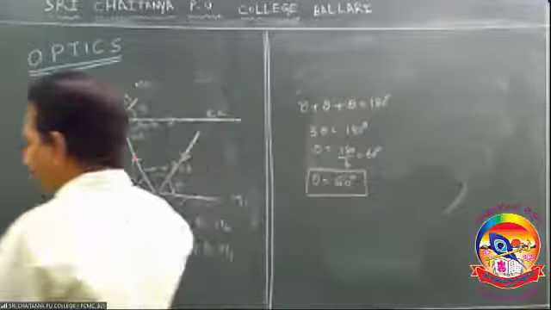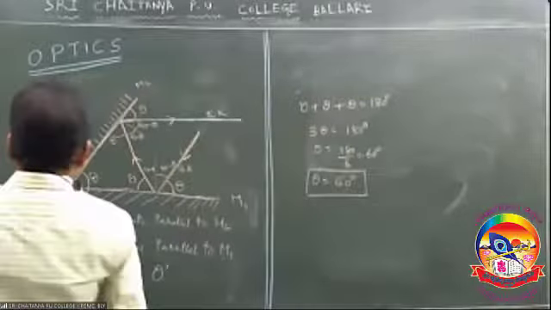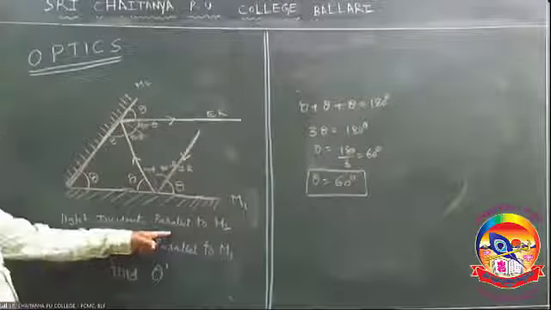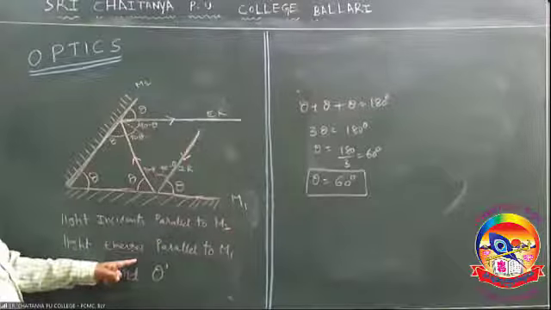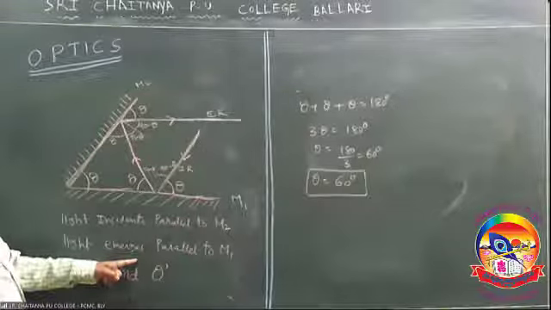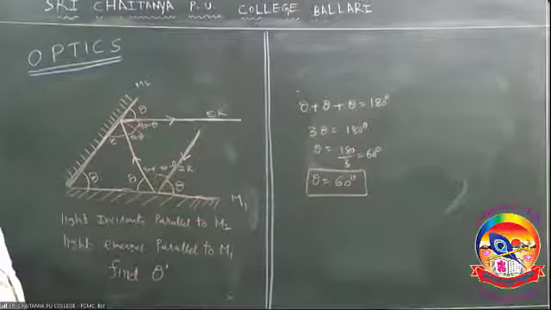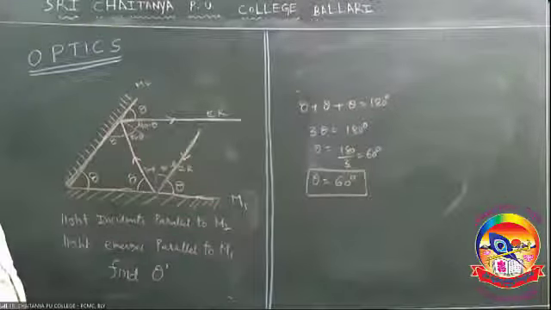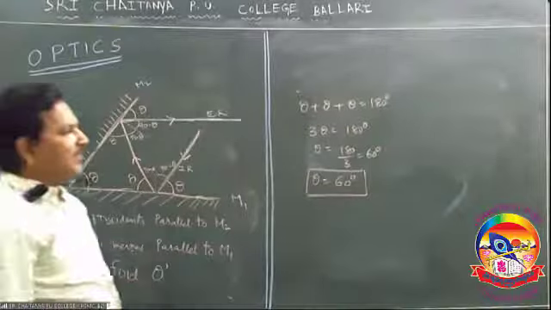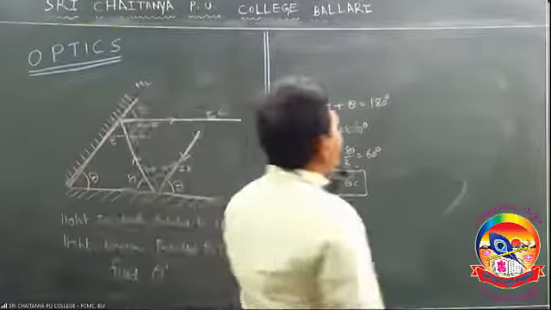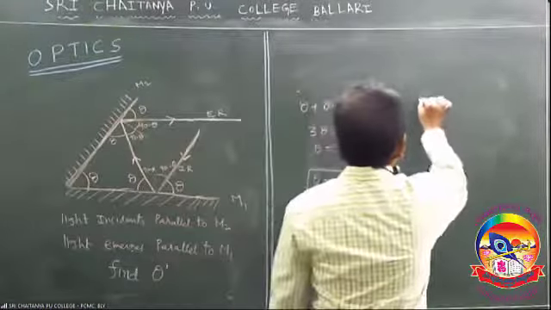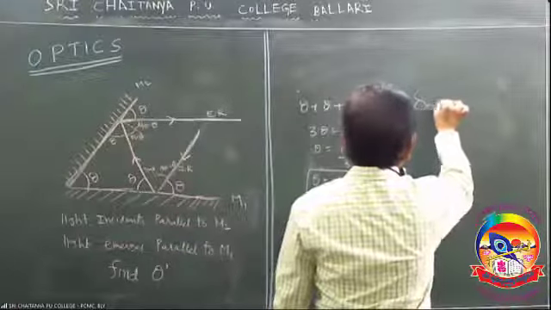So when theta is 60, when the incident ray is parallel to one mirror, the emergent ray is parallel to the other mirror. Only two mirrors parallel. No need to do the calculation. Directly we can write theta is equal to how much? 60 degrees. Moving further, you are asked to calculate total deviation.